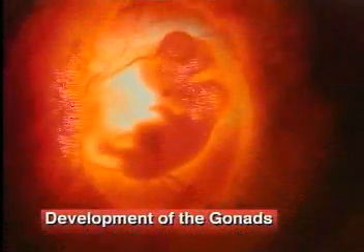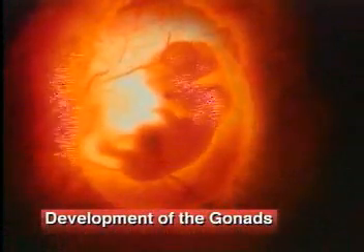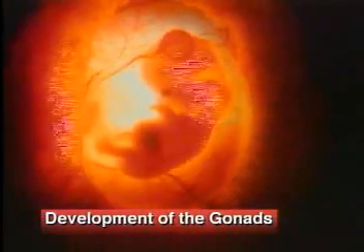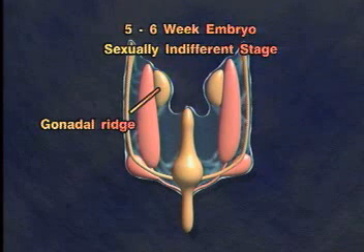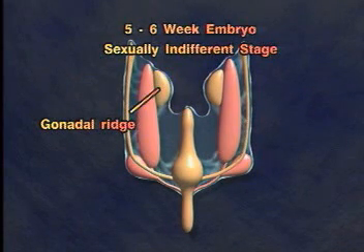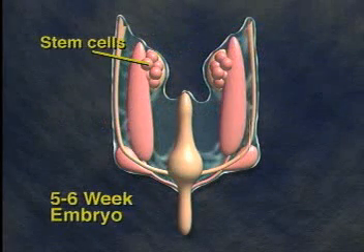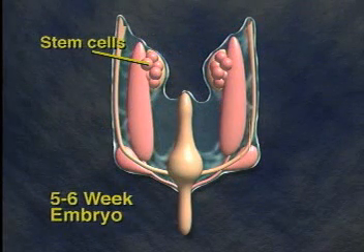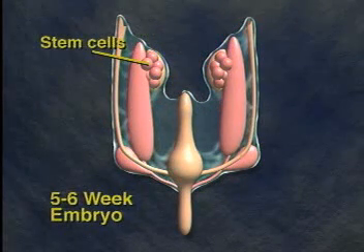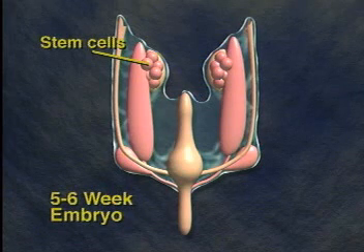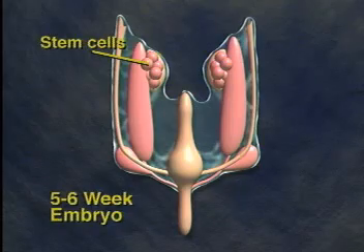Gonads of both male and female fetuses begin their development during the 5th week of gestation. They start from a mass of embryonic tissue called the mesoderm. At first, the gonads are indistinguishable as male or female. They simply form a gonadal ridge. When stem cells, or precursor reproductive cells destined to become spermatogonia and oogonia, migrate from the mesoderm to the ridge, differentiation into the testes or ovaries is triggered.